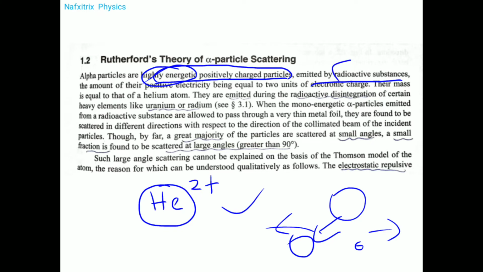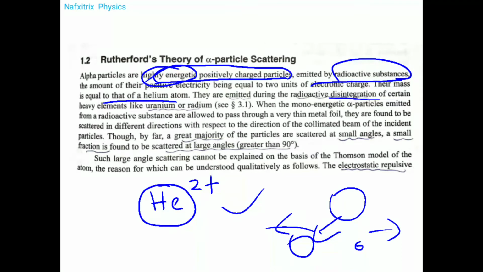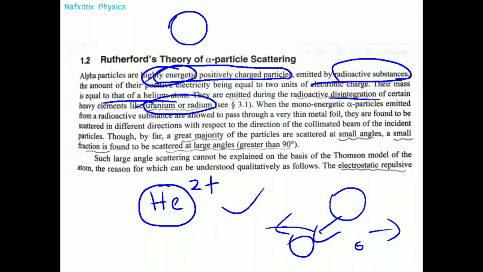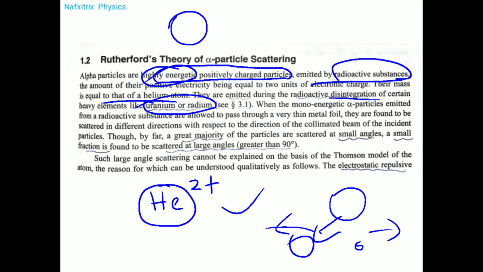When radioactive substances decay, their mass is nearly equal to that of a helium atom, because the electrons' mass is considered negligible. So they are emitted during radioactive disintegration. Thus we have discussed uranium and radium, because of this disintegration, that is the nuclear fission reaction. When an unstable nucleus decomposes into different atoms, when heavier nuclei decompose into smaller nuclei, that is nothing but a nuclear fission reaction.